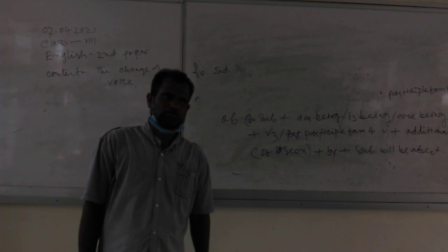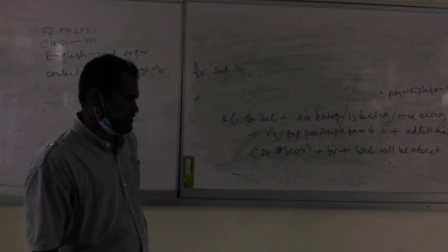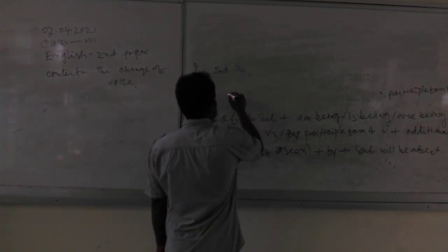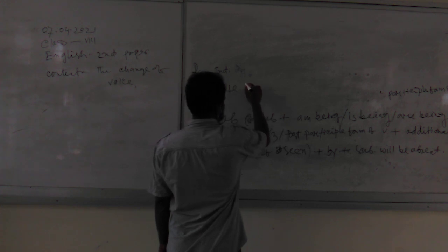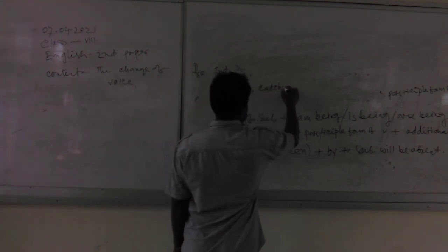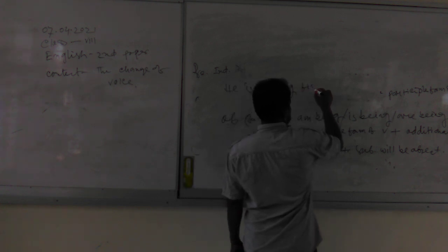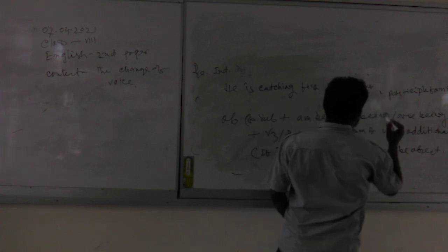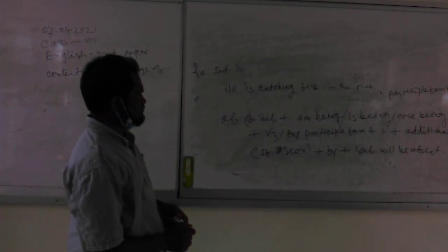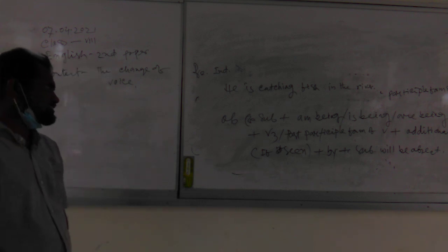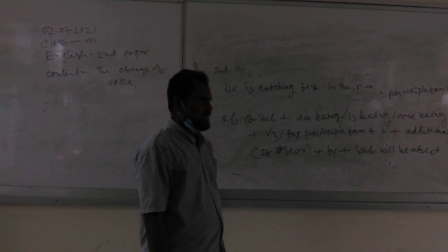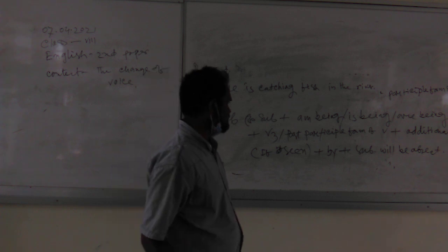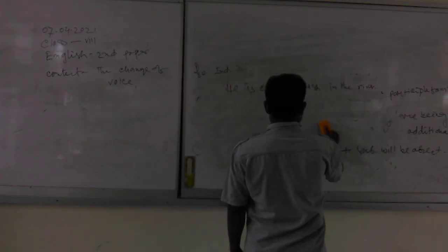Now it will be very easy for you if I give an example that will be very clear to you. That is, he is catching fish in the river. This is present continuous tense because we can see that there is a subject, is used, and an ing-added verb, that is catching, and fish is the object in the sentence and in the river is the additional word.